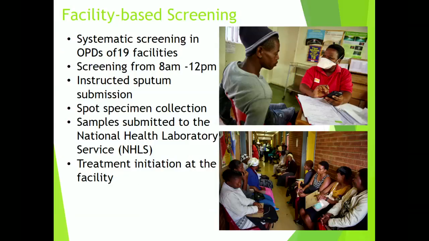Okay. So we employed two strategies in this program. The first was facility-based screening. So we recruited volunteers who had been volunteering at the clinics. We trained them on an app and how to screen for TB, how to collect sputum samples. So there were 81 total facilities in the district. We chose all of the hospitals, the secondary care centers, the CHCs, and primary health care centers, and we worked in 19 of those.